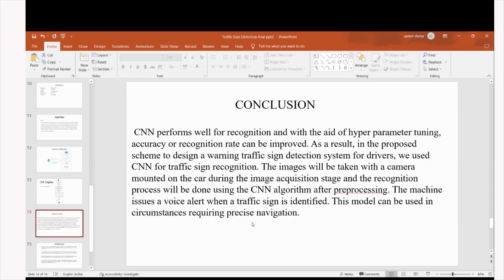Then the conclusion. We use CNN for traffic sign recognition. The images will be taken with a camera mounted on the car during the image acquisition stage, and the recognition process will be done using the CNN algorithm after the pre-processing. The machine issues a voice alert when a traffic sign is identified. This model can be used in circumstances requiring precise navigation.